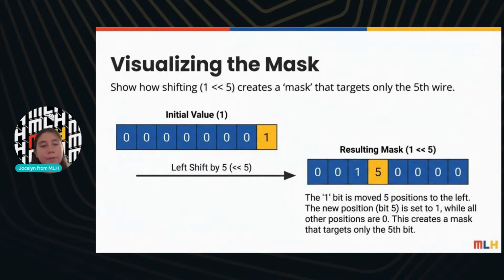Here's another example of visualizing this shifting, showing how shifting 1 to the 5 creates a mask that targets only the 5th wire. So this is the initial value. We have a lot of zeros, and then we have a 1 in here. And then if I apply this operation, the 1 and then the 2 alligators like these, that basically makes everything shift in here. So the 1 bit is moved 5 positions to the left, and the new position, bit 5, is set to 1, while all of the other positions are still 0. And this basically creates a mask that targets only the 5th bit.